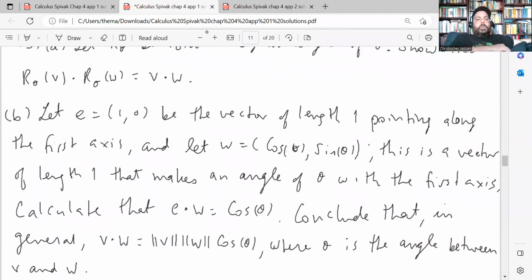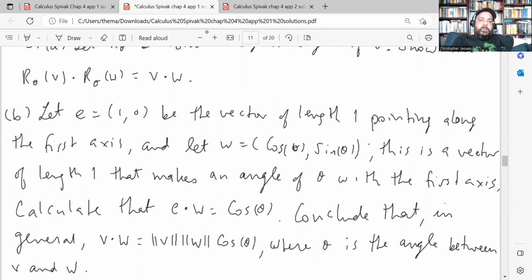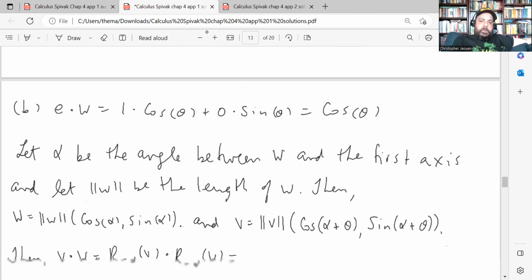All right, let E equal (1, 0), the vector of length 1 pointing along the first axis, and let W equal the vector with coordinates cosine theta, sine theta. This is a vector of length 1 that makes an angle of theta with the first axis. Calculate that E dot W is cosine theta, and conclude that in general V dot W is norm V times norm W times cosine theta, where theta is the angle between V and W. All right, so let's take a look at that one.